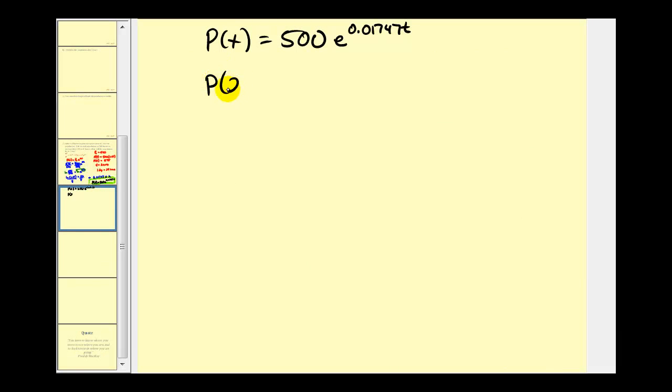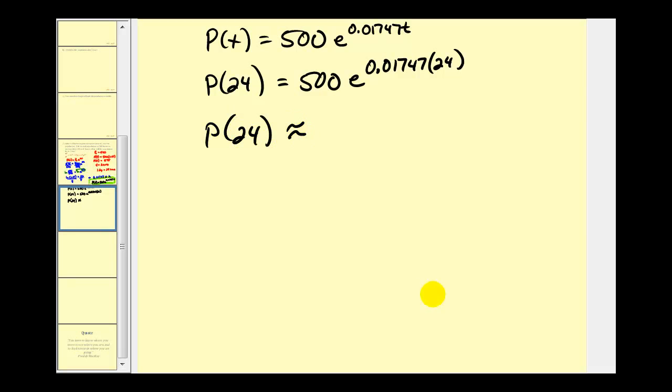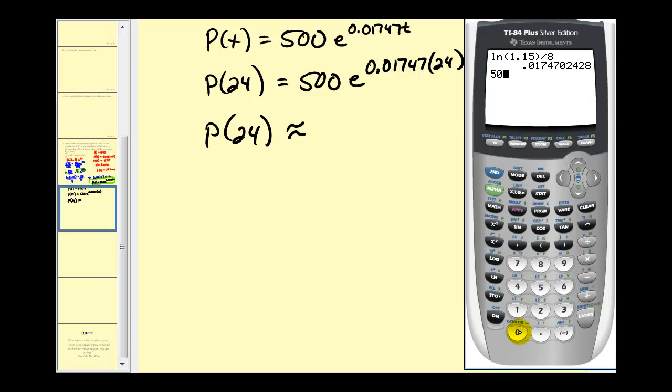So P(24) is going to be equal to 500 times e raised to the power of 0.01747 times 24. And we'll go back to the calculator one more time. 500 times e raised to the power of 0.01747 times 24. And so there will be approximately 760 bacteria after 24 hours or 1 day.